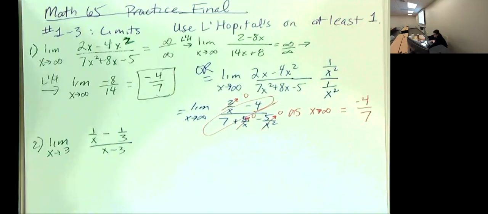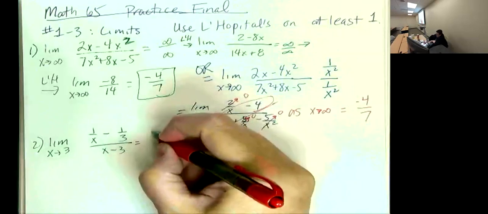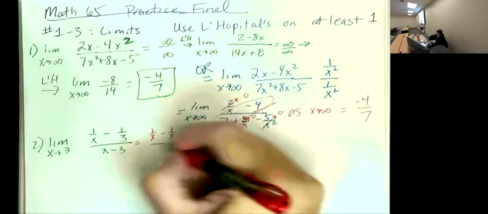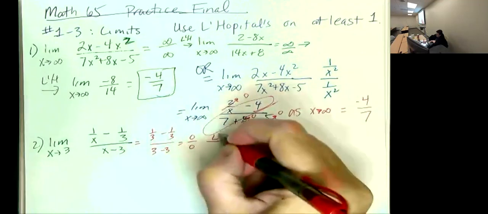Next one's actually a pretty easy candidate for L'Hopital too. So the L'Hopital approach, if you plug in 3, you get 1/3 minus 1/3 over 3 minus 3, which is 0 over 0, which makes it eligible for L'Hopital.